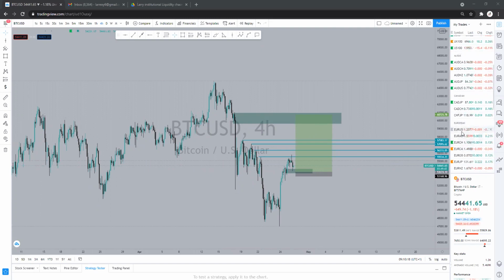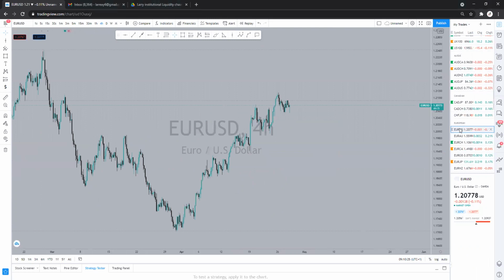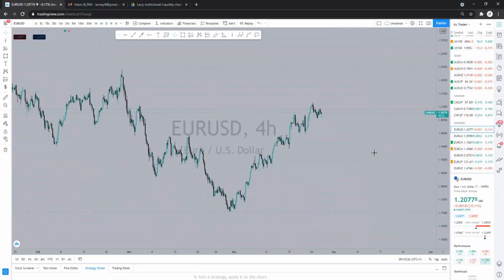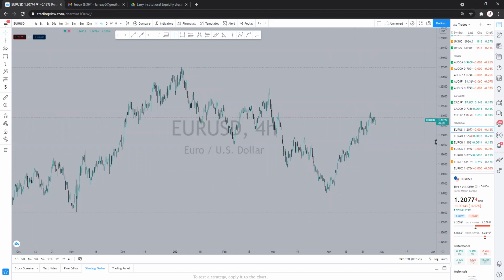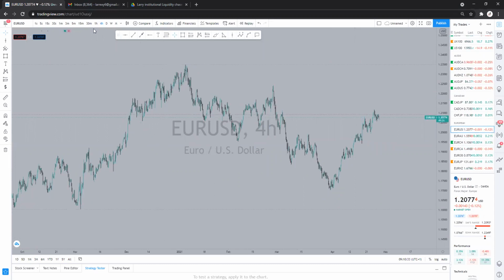Let me get you familiar with this with EUR/USD. Okay, let us see EUR/USD. Now, remember we have to switch to a higher time frame to see the trend of the market. That is why I am on H4.